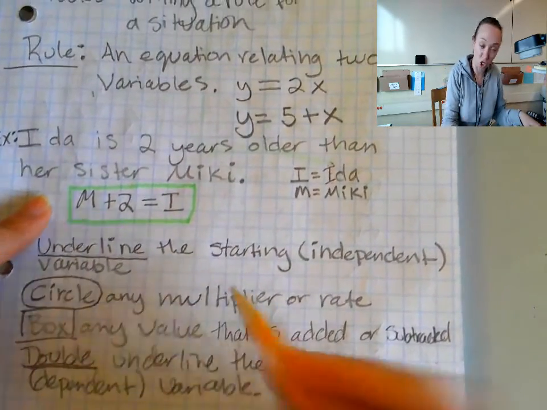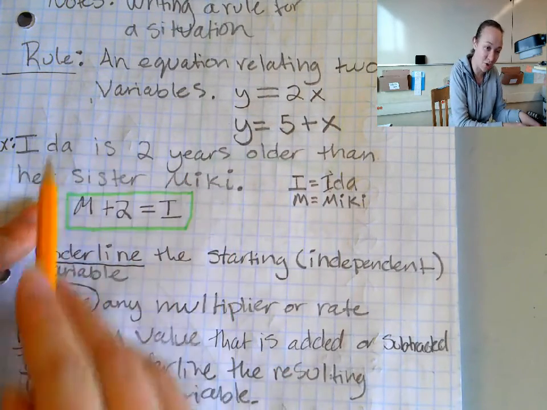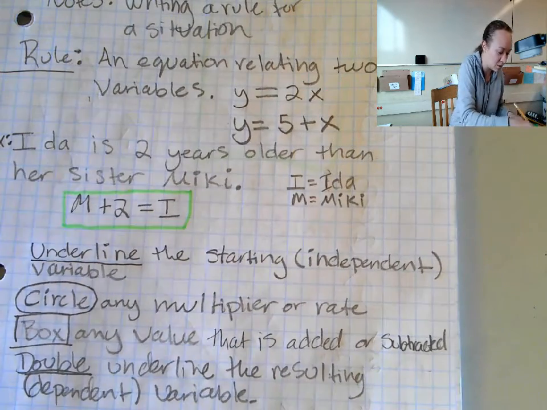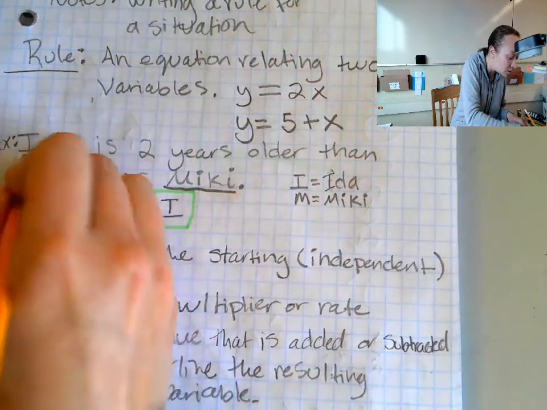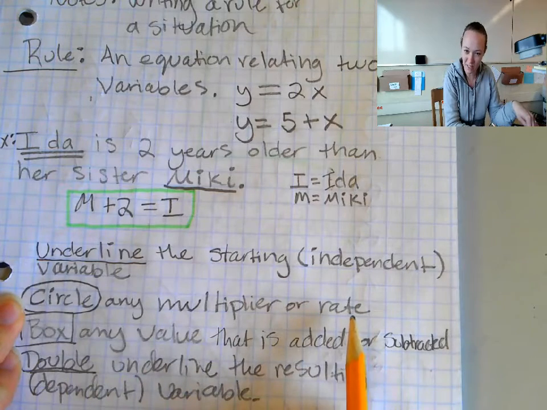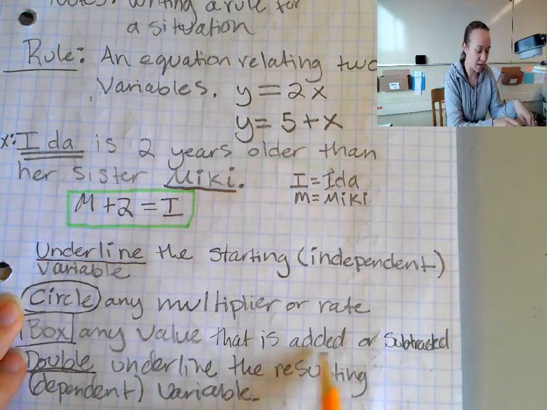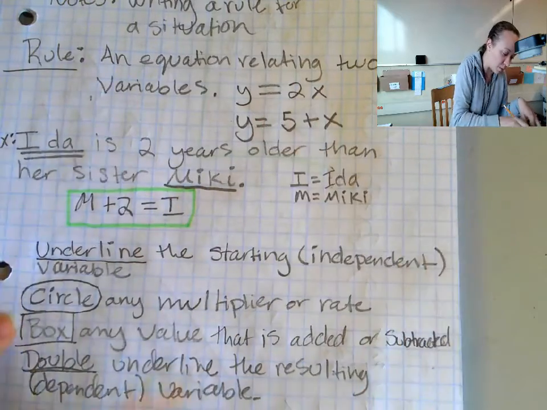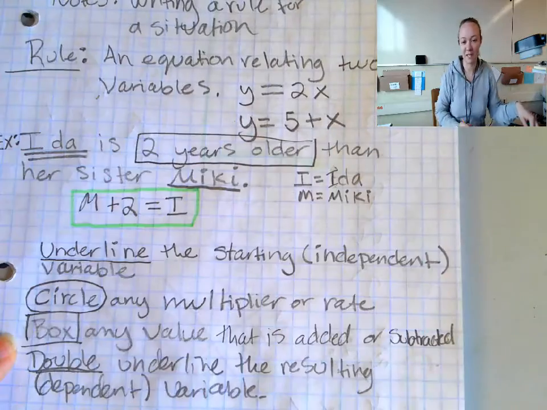So let's try it for the example we did up above. So what did we start with? Well, we know Ida is 2 years older than her sister Mickey. So if we're trying to figure out Ida's age, we would start with Mickey's age. So we're going to underline Mickey. And that means we would double underline Ida. And then we have to decide, is 2 years older a multiplier? Is that something that we're doing over and over again? Or is that something that's just being added or subtracted? I think that's something that's just being added. You just add the 2 once. You don't add it multiple times. So I'm going to box 2 years older, like that.